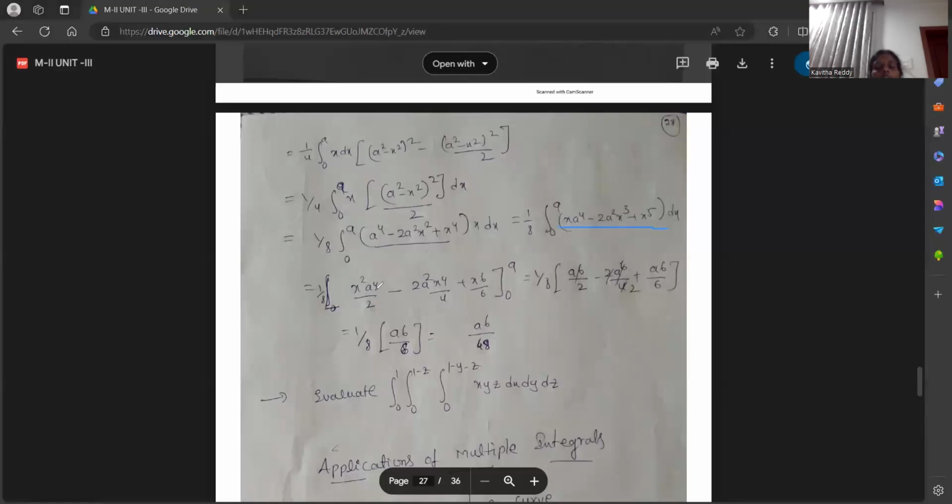So what do you get here? The integration of this: x squared a to the power 4 by 2 minus 2a squared x to the power 4 by 4 plus x to the power 6 by 6. Then what is the overall answer? After applying the limits, you'll get a to the power 6 by 48.